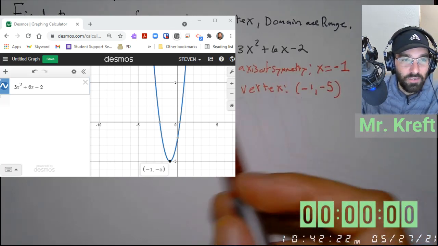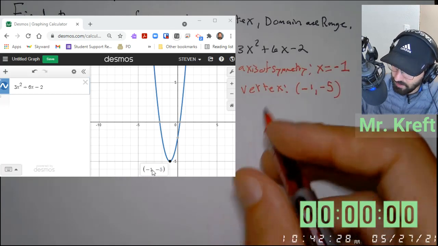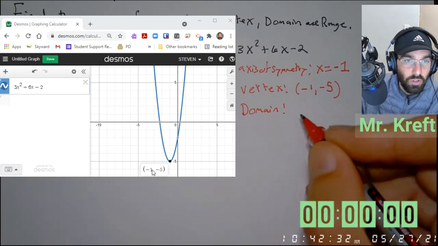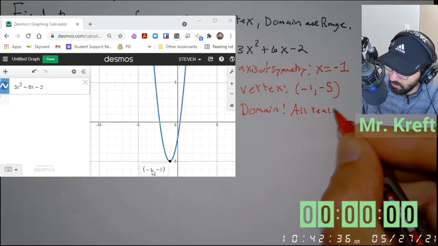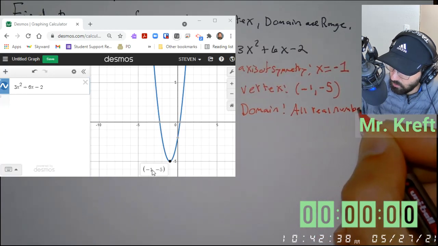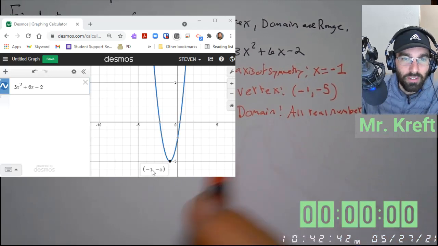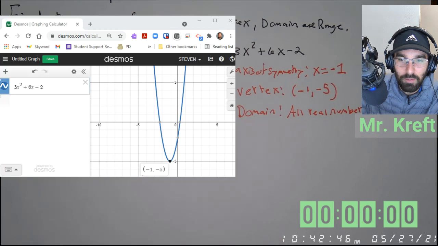All right, so we have the axis of symmetry, right? It's the same x value as our vertex. And then let's do domain. So my domain is going to be all real numbers. Hopefully on the final, this is going to be free points for you. All real numbers, free points, because the domain is always going to be the same for quadratics.